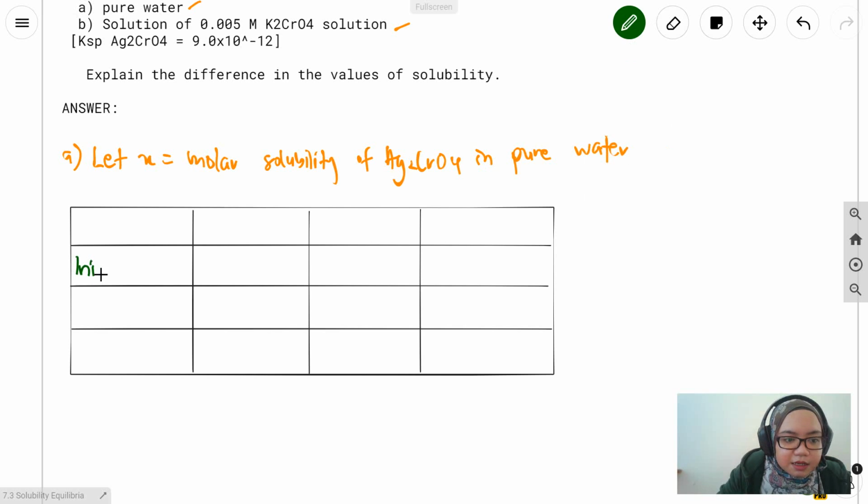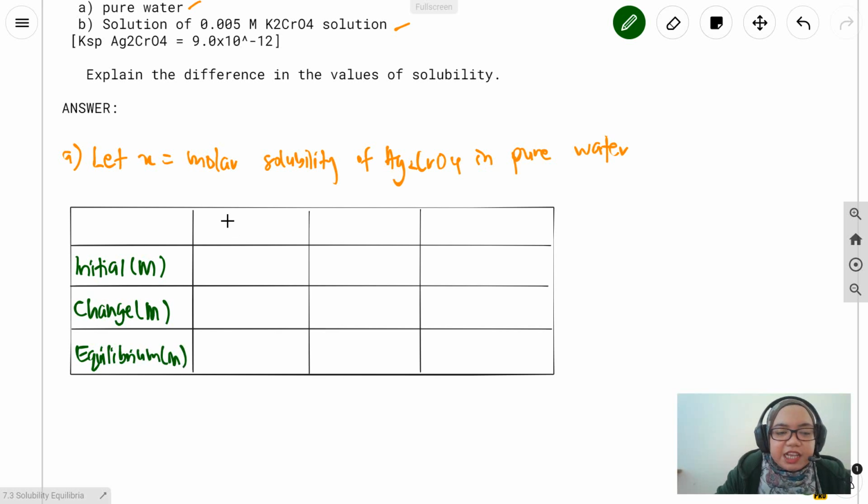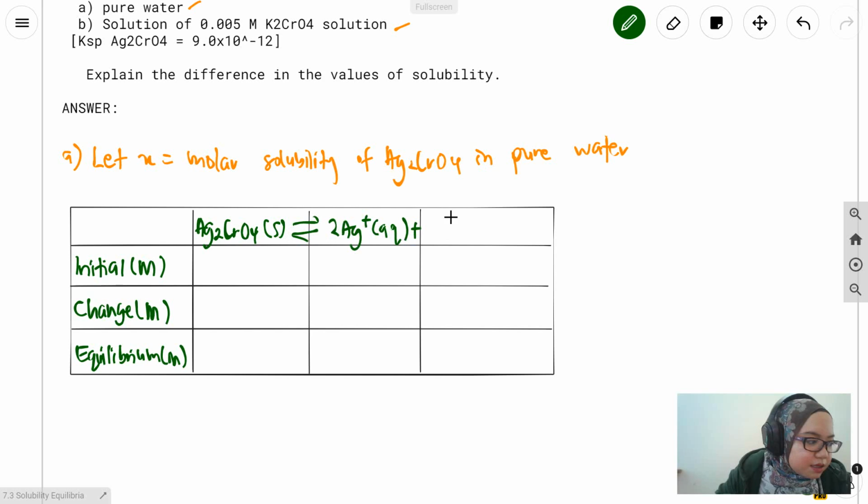So, kita ada initial in molar, change in molar, and equilibrium in molar. Okay, kita kena buat dia punya chemical equation. Ag2CrO4 solid akan form 2Ag plus aqueous plus CrO4 2 minus aqueous. So, dekat sini, kita tahu ini tak payah ambil kira.